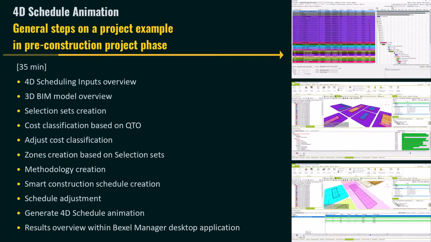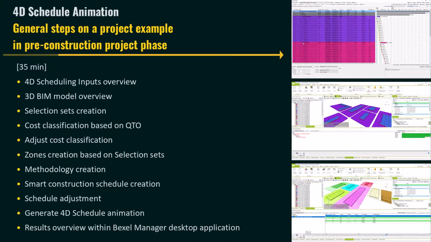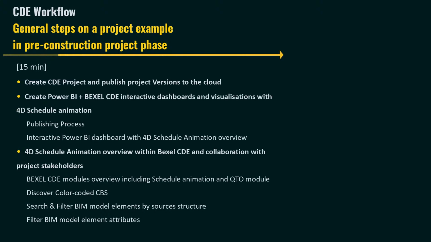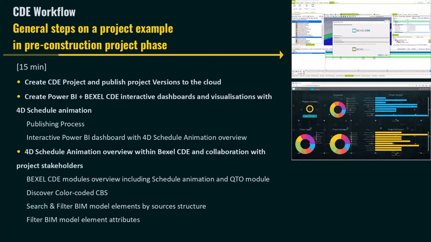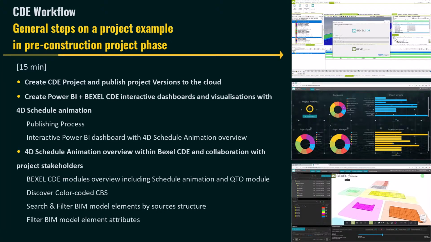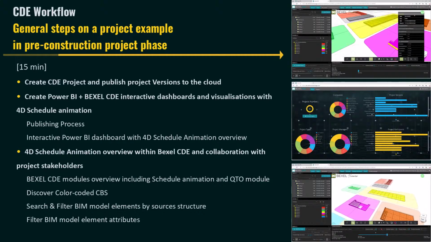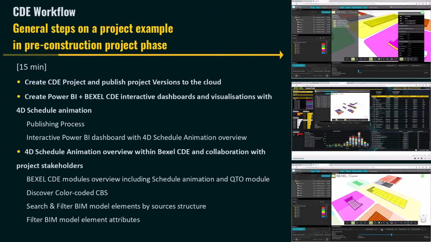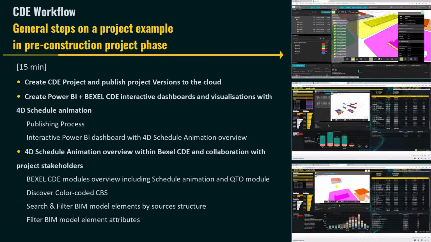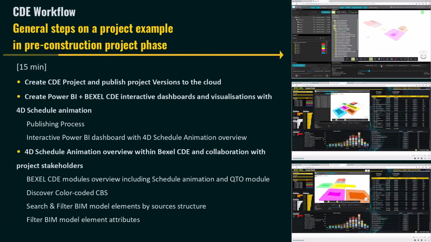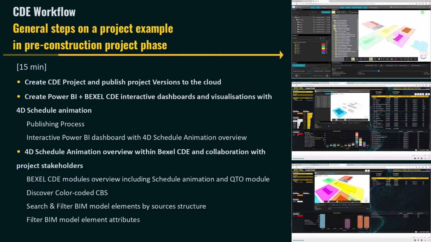Once the animation is created within the Bexel Manager desktop application, we can extend our workflow and utilize all existing features our cloud-based solutions include. It includes the following steps: creating a new online project and publishing the Bexel Manager BIM model to the cloud as a new project version. Create interactive Power BI dashboards and visualizations with 4D schedule animation included and overview results within the Power BI dashboard. Project version overview within the Bexel Common Data Environment, including 4D schedule animation using Bexel cloud-based modules.